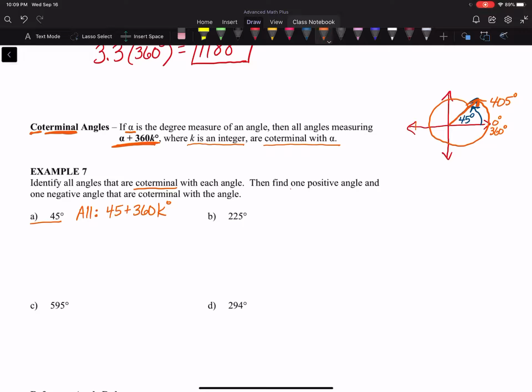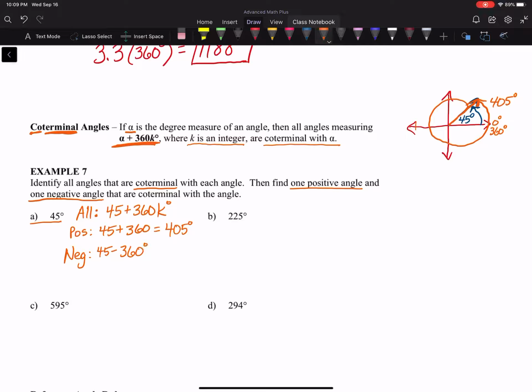Then we have to find one positive angle and one negative angle. For the positive, I'm just going to add 360 one time, 45 plus 360. K is basically being 1 here when I add 360. That's 405 degrees, so there's a positive angle. Negative would be 45 minus 360.